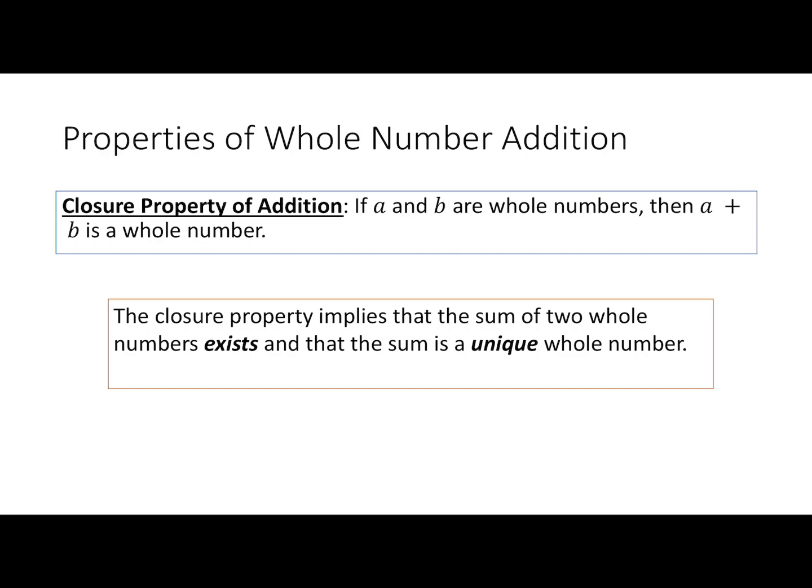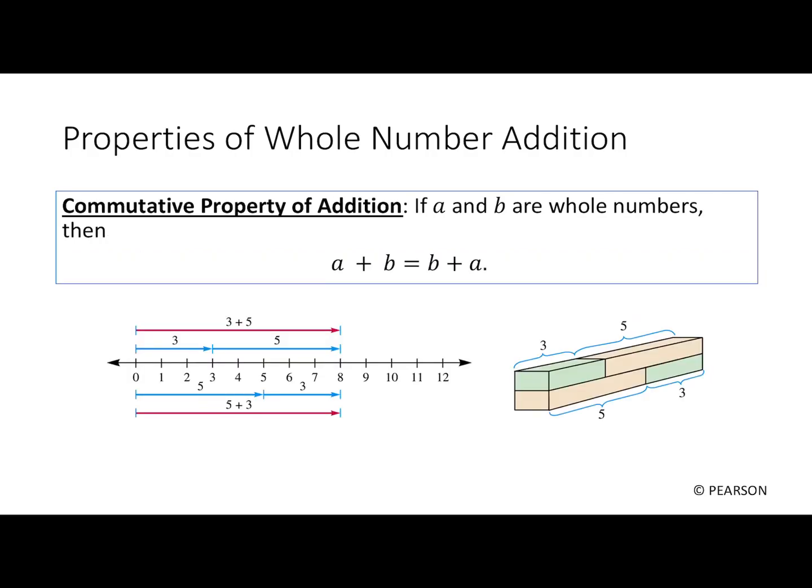It says that if I take any two whole numbers and add them, then I get another whole number back. This implies that the sum exists, so the sum of two whole numbers exists, and it is a unique whole number. The commutative property of addition tells me that it doesn't matter what order I add in.